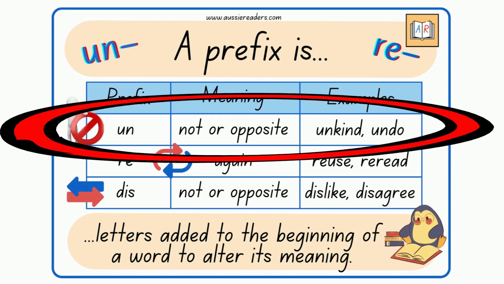Today we've looked at the first prefix on our prefix poster. The letters UN can be added to the beginning of words to change their meaning. The meaning of un is not or opposite. And the examples on our poster that we can see are unkind and undo.